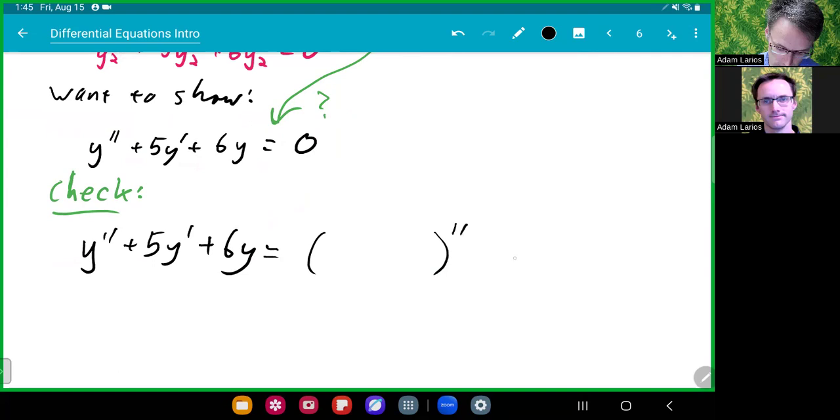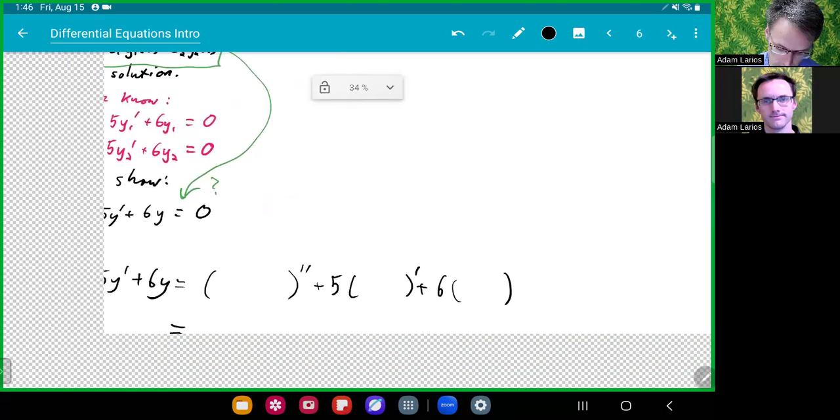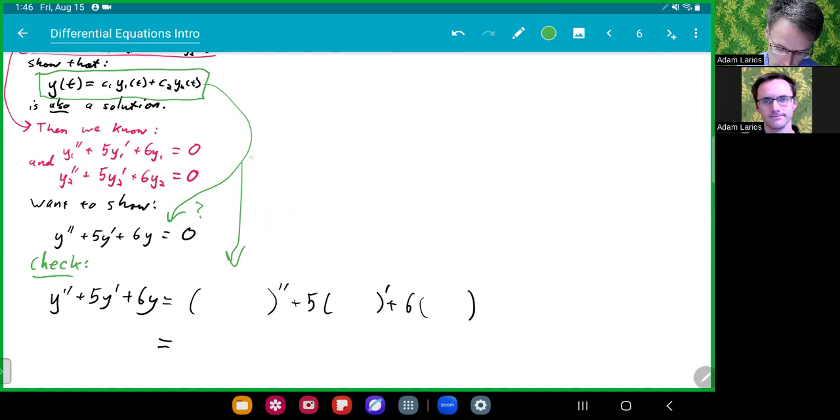So first of all, I'll scaffold this to have something double prime plus 5 times something prime plus 6. Notice again, I'm not writing that this is equal to 0. I don't know that it's equal to 0. Sorry, plus 6. I need some parentheses there. And what is the thing that we're going to plug in? Well, we're going to plug in y itself. Y is the solution in the green box.